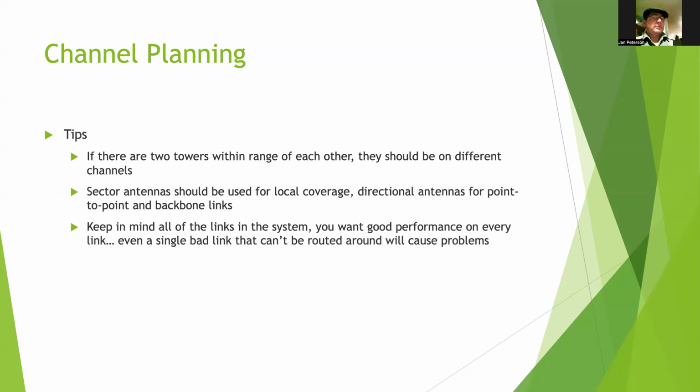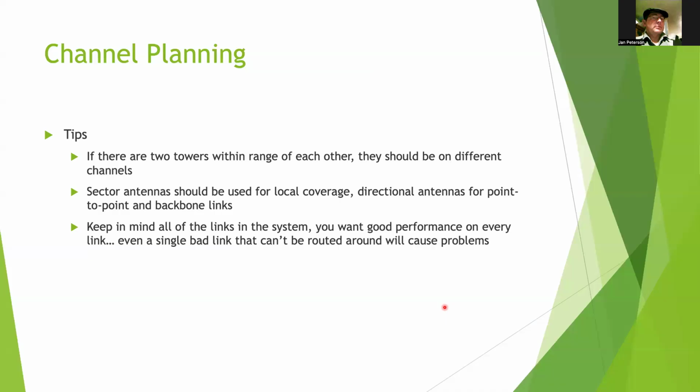So the other thing that you want to think about when you're doing channel planning: if there are 2 towers within range of each other, they should be on different channels unless you want them to talk to each other, right? So ideally, you're going to put a point-to-point link on the same channel on those 2 towers that are looking just at each other. You might run that at a higher bandwidth.